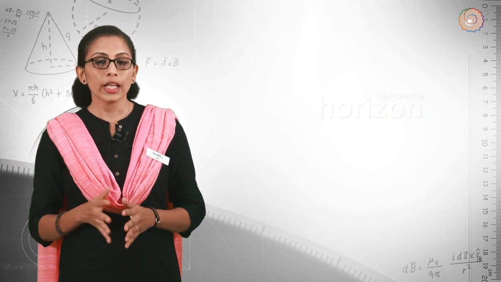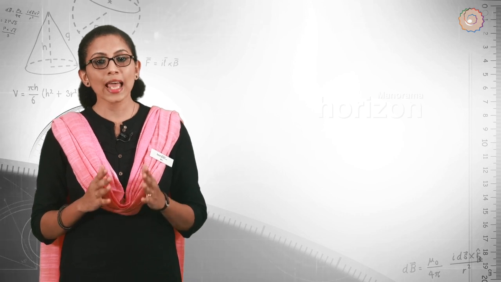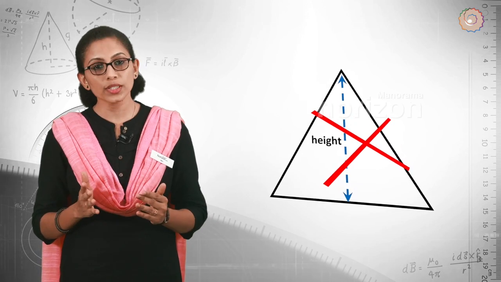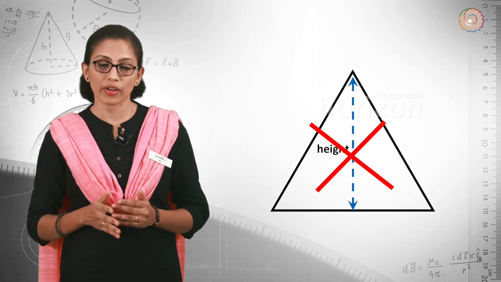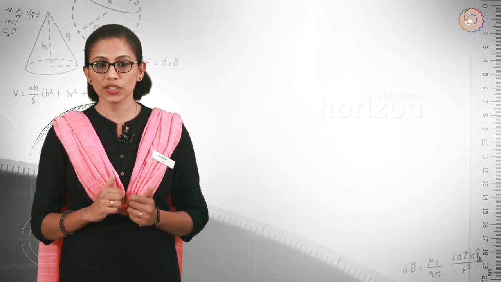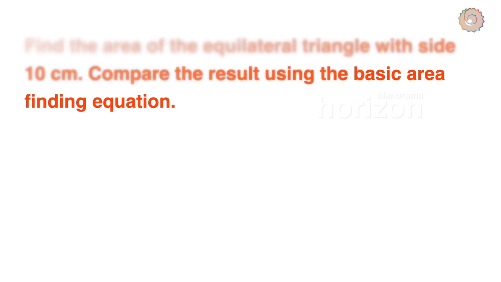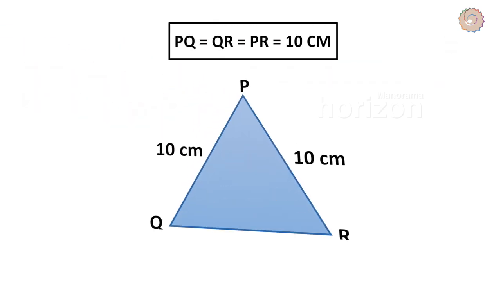Now, when to use this Heron's formula? This formula is helpful where it is not possible to find the height of the triangle easily. Let's see one problem using Heron's formula. Find the area of the equilateral triangle with side 10 cm and compare the result using the basic area finding equation. So the steps are, first we have to draw an equilateral triangle with side 10 cm.